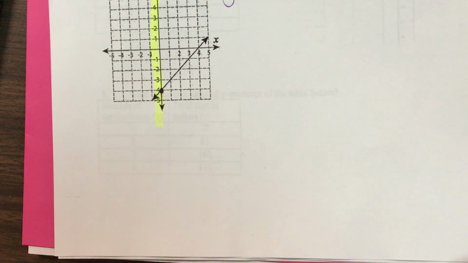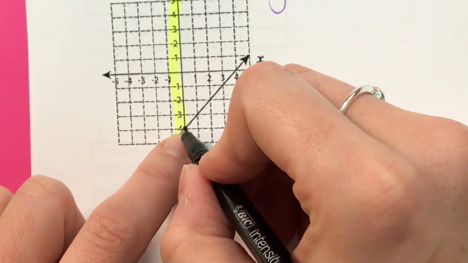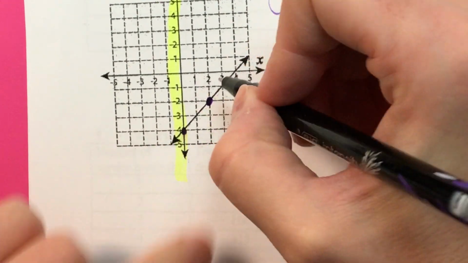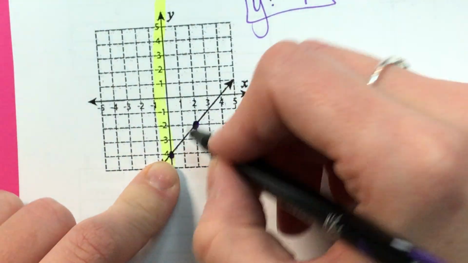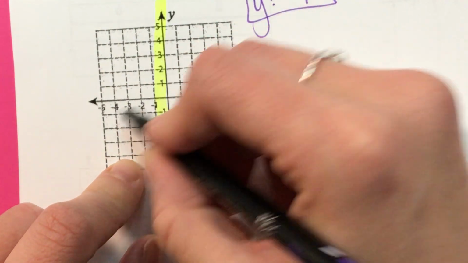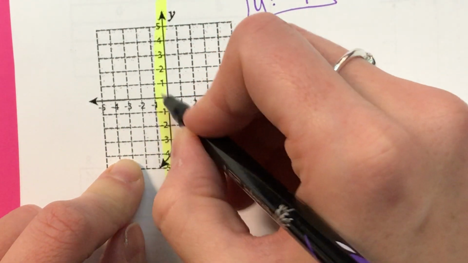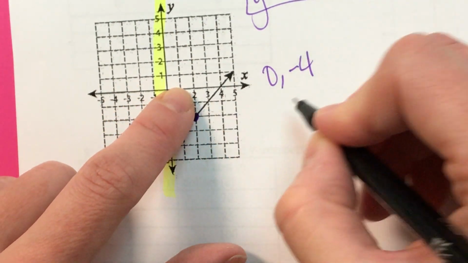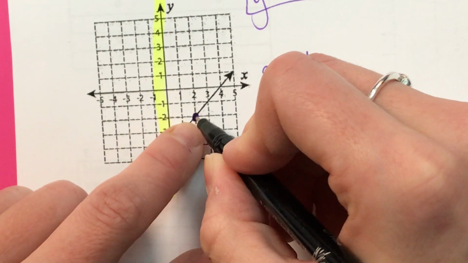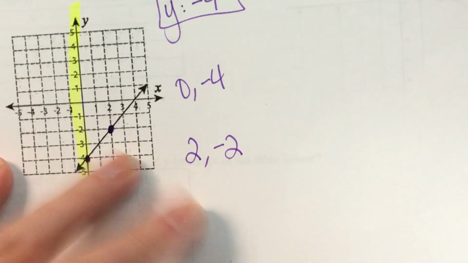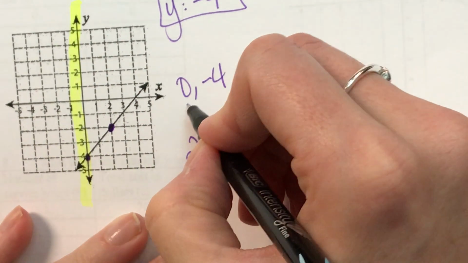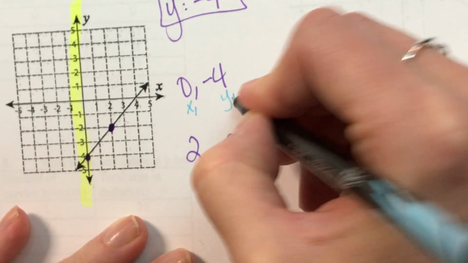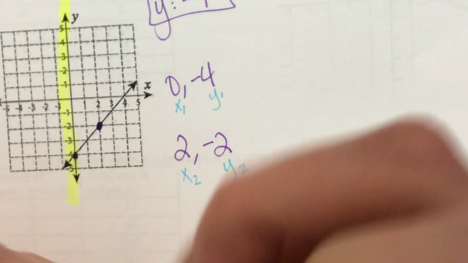Now I've got to find 2 points. I've got one here and one here. It's nicer to have positive, but if you don't, then that's okay. I'm going to use that y-intercept. That's at 0 on the x because it doesn't go anywhere on the x, and then the y was -4. So 0, -4. Then this other point goes over to the 2 on the x and down to the -2 on the y. I'm going to label these x and y, x and y. This was the first one, so 1, 1, 2, 2.